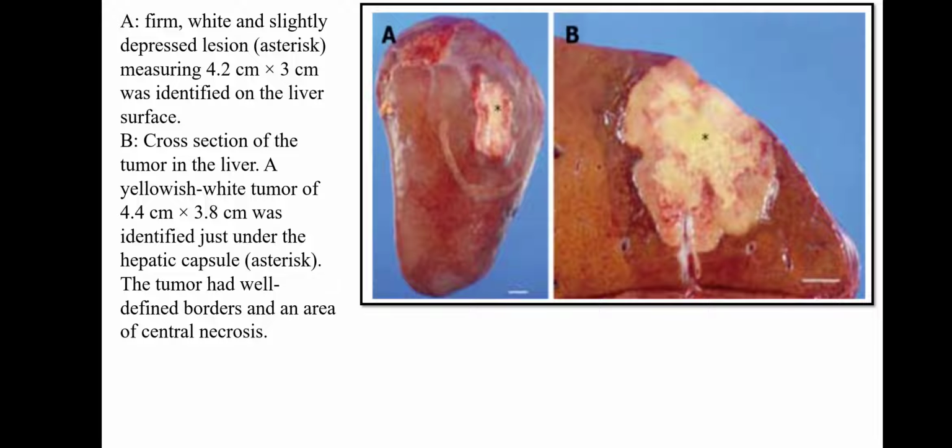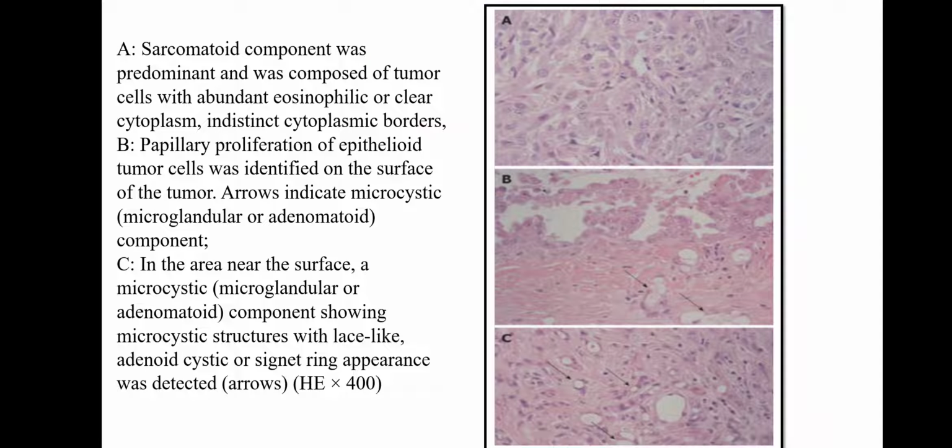This is the gross photograph, showing the mesothelioma as a firm, white and slightly depressed lesion in photograph A, and photograph B on cut section shows a yellowish-white tumor measuring 4 x 3.8 cm, identified just below the hepatic capsule with a well-defined border and central necrosis. This is the histological photo: A is the sarcomatoid component, B is the microcystic or microgranular pattern, indicated by the arrow, and C also shows the microcystic component with lace-like, adenocystic and signet ring-like appearance.